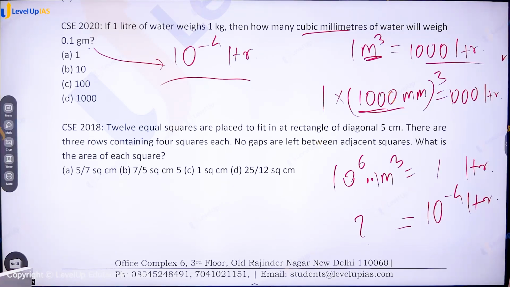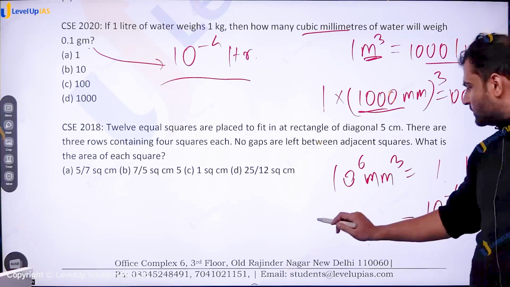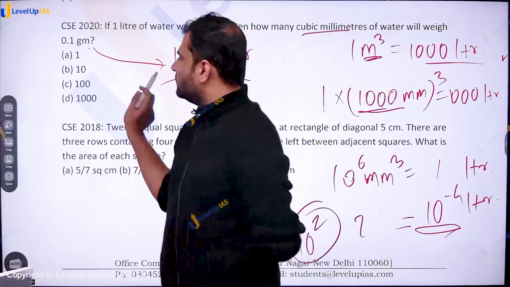It is multiple conversions here, just unit conversion, nothing else, the question has no difficulty. But there are multiple times you need to convert the units and you need to be able to comfortably do it. Because 1 liter is 10 raised to 6 millimeter cube, and 10 raised to minus 4 into 10 raised to 6 is 10 square, millimeter cube is 100.